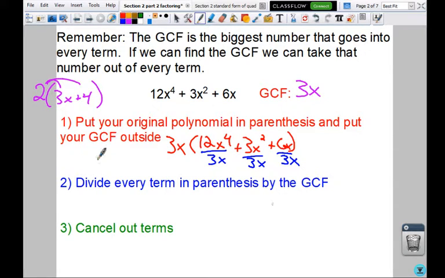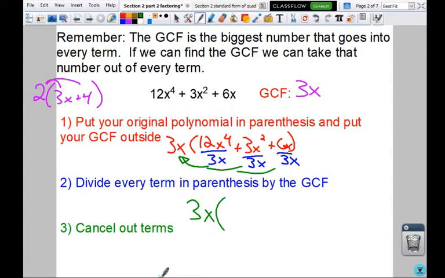Okay, so after I divide everything by 3x, even though I'm saying divide, it's not quite divide, because what I'm really doing is taking all these 3x's and putting them out here in front. It's kind of like just regrouping. So I'm going to end up with my 3x out in front here. But then inside, I have to do 12x to the 4 divided by 3x.